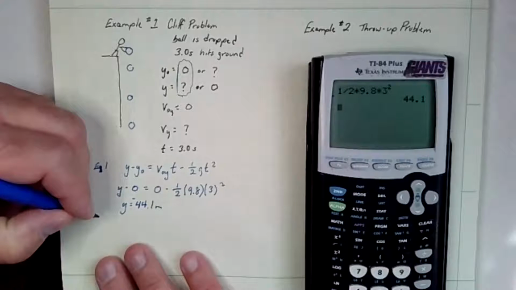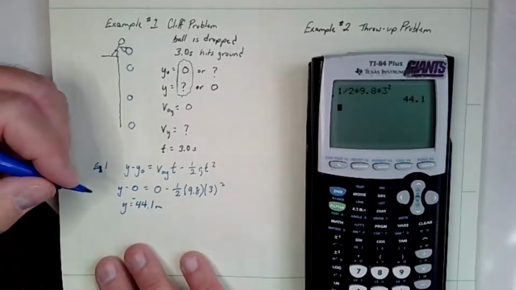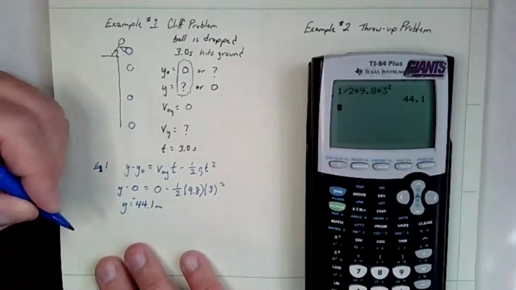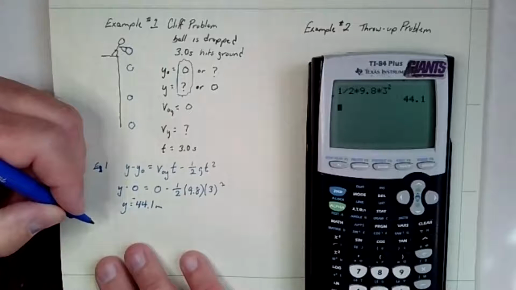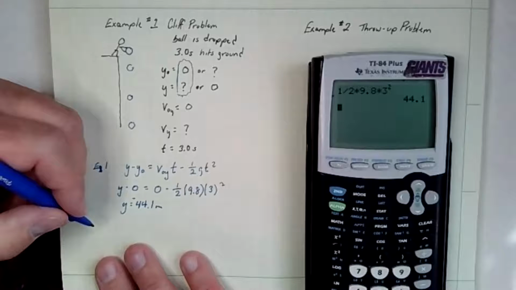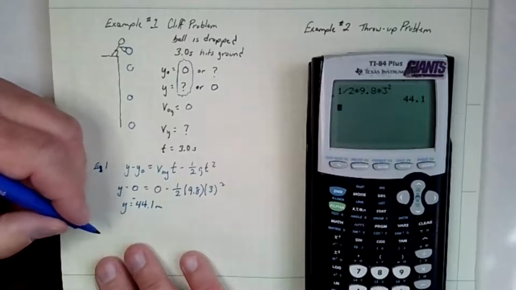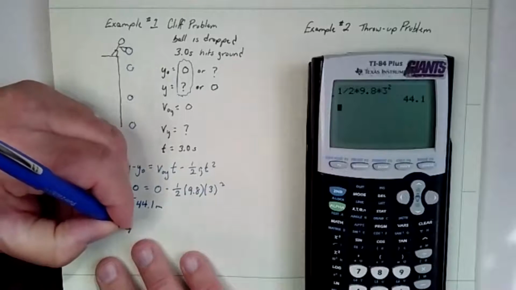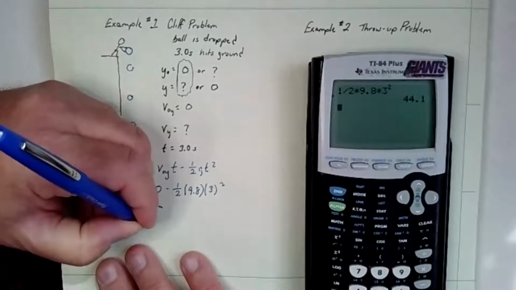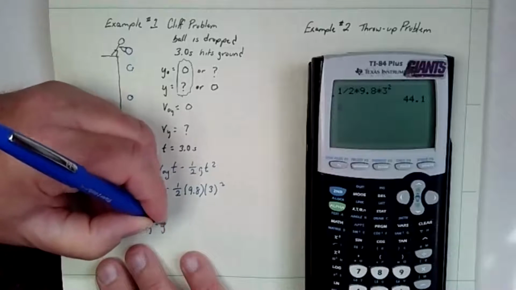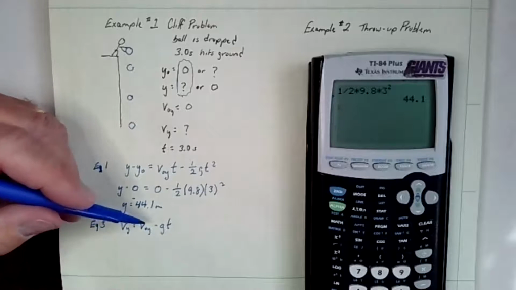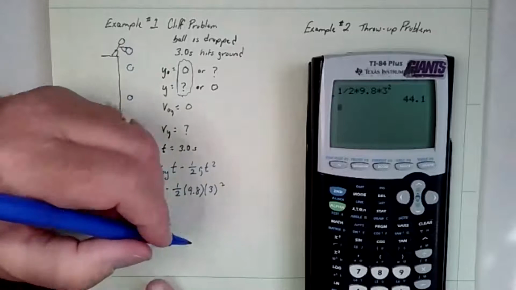And if we wanted to continue and find out what the final velocity is going to be, then let's see, I'm trying to remember which equation that is. I think it's the third one. So velocity in the y direction is equal to initial velocity in the y direction minus gt. So this is actually pretty easy. And we notice that this is going to wind up with a negative number because our initial velocity is equal to 0.